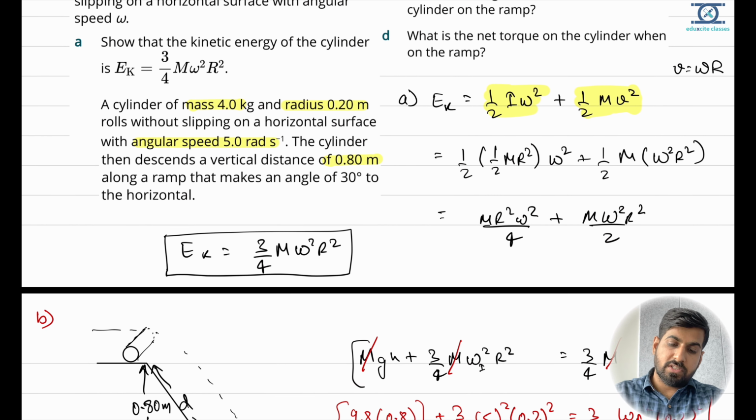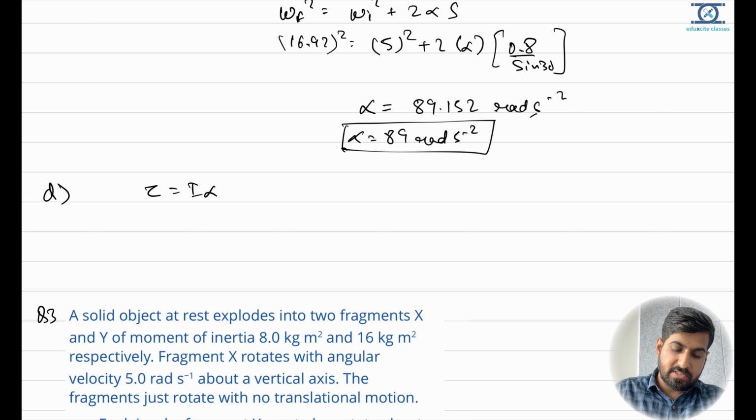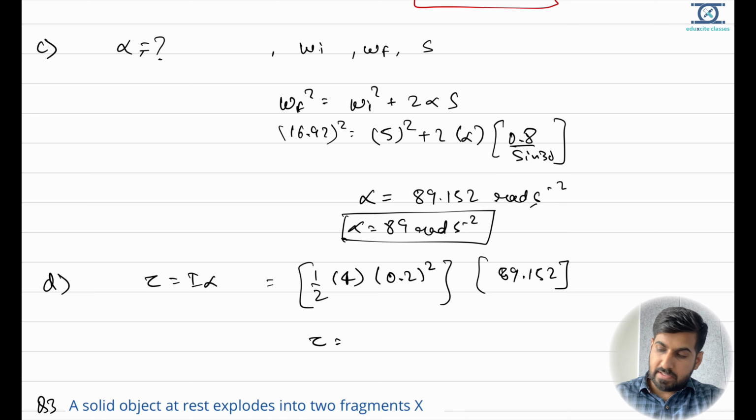Now, what is the net torque? Everybody knows that the net torque is I times alpha, where I is half m, m is given to us as 4 kg, into r square, 0.2 square, times alpha, which is 89.152. Now, when you solve this, you will get something around torque as 7.132, or you can say, rounding off, 7 Newton meter.